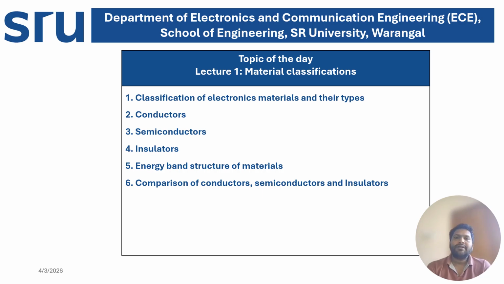So materials are classified based on electrical conductivity, magnetic behavior, optical response and functional properties. Understanding material classification helps engineers choose the right material for designing efficient and reliable electronic devices.